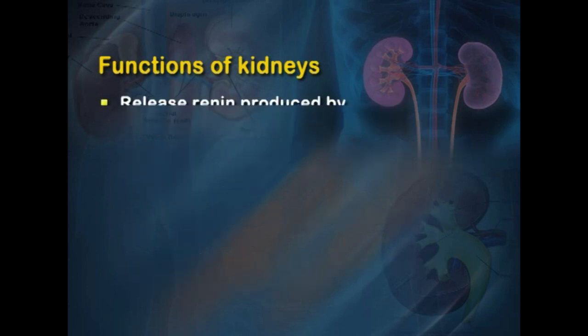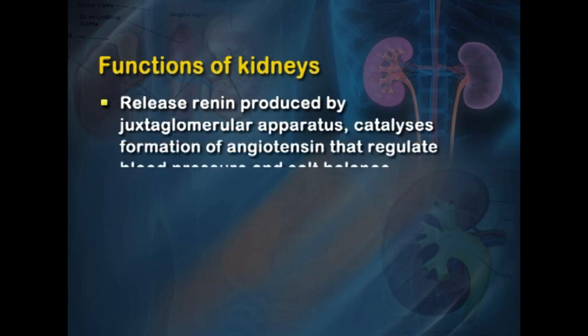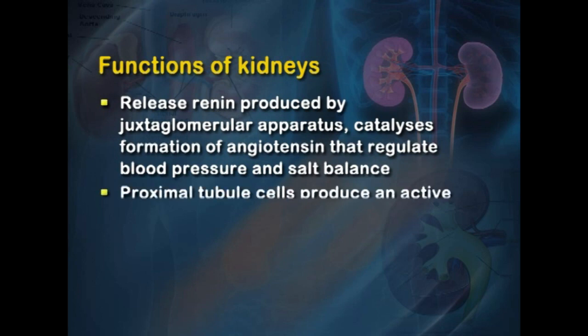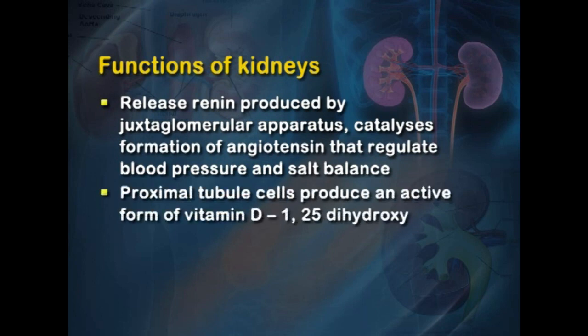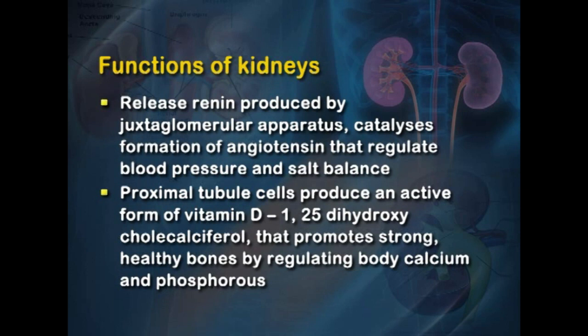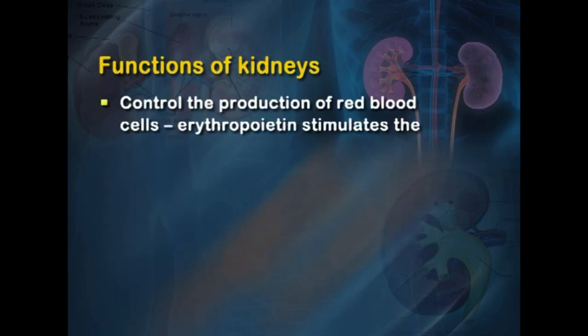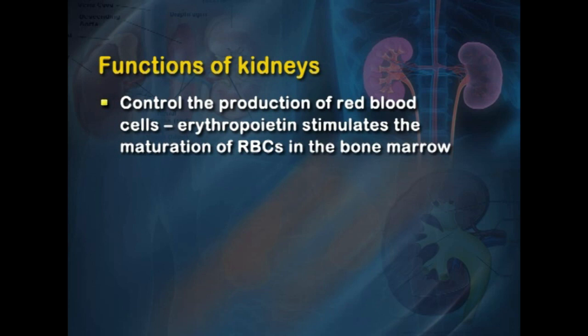The kidney also releases a hormone, renin, which is produced by the juxtaglomerular apparatus and catalyzes formation of angiotensin, which regulates blood pressure and salt balance. The proximal tubule cells produce an active form of vitamin D, 1,25-dihydroxycholecalciferol, that promotes strong, healthy bones by regulating both body calcium and phosphorus. It also controls the production of RBCs. Erythropoietin stimulates the maturation of RBCs in the bone marrow.